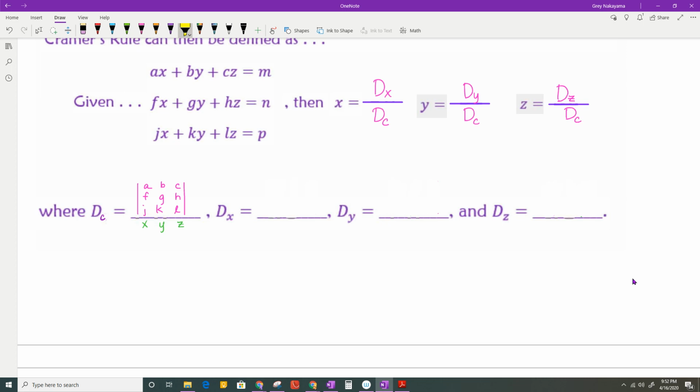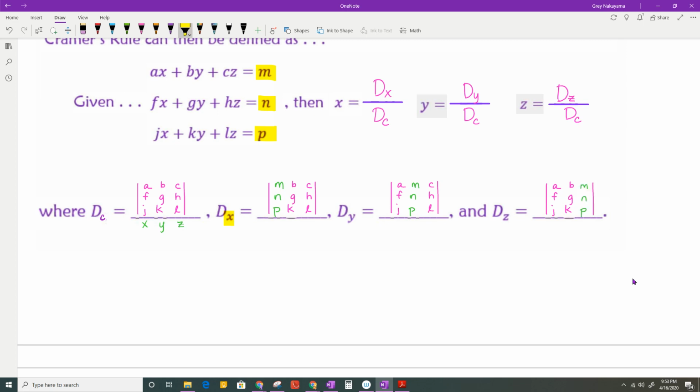Now, the key is to form the determinant of x. I'm going to take the constants and replace, if it's x, the x coefficients. So instead of having a, f, and j, I'm going to have m, n, and p. The y and the z coefficients stay the same. Then when I go to the determinant of y, the x coefficients stay the same and the z coefficients stay the same, but the y coefficients are now replaced by the constants.